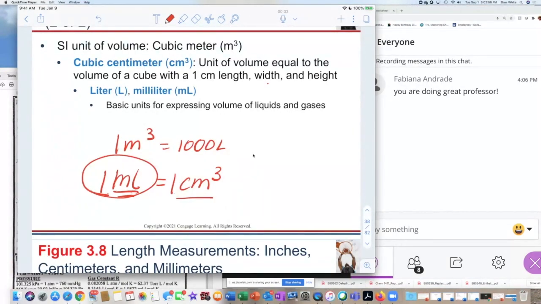The basic units in which the volumes of liquids and gases are communicated is usually either liters or milliliters. And if necessary, they can be converted to centimeters cubed.